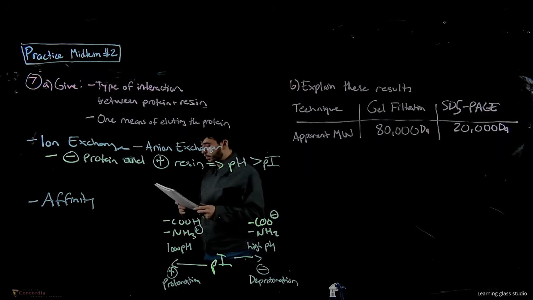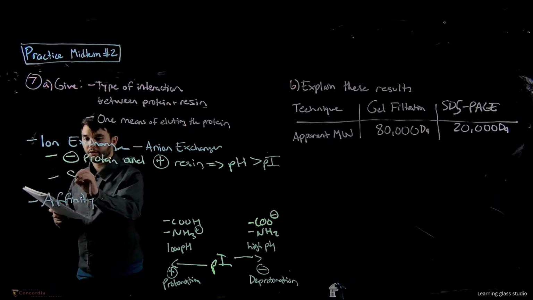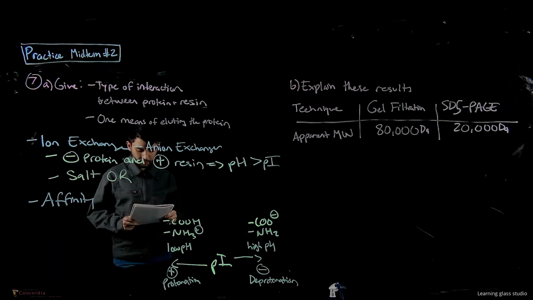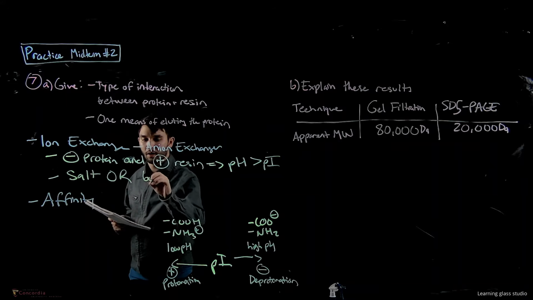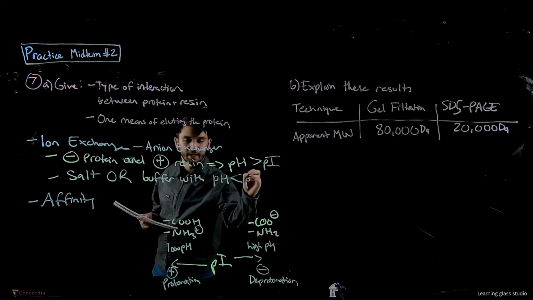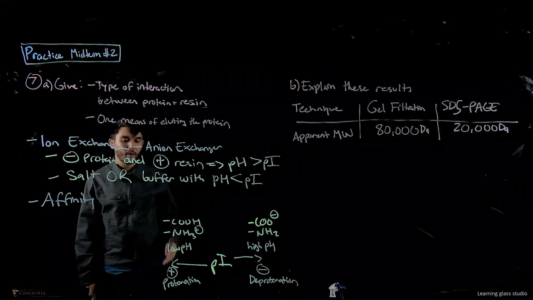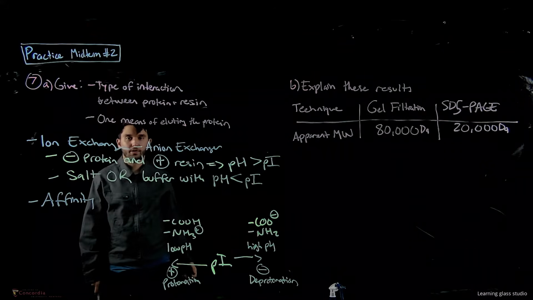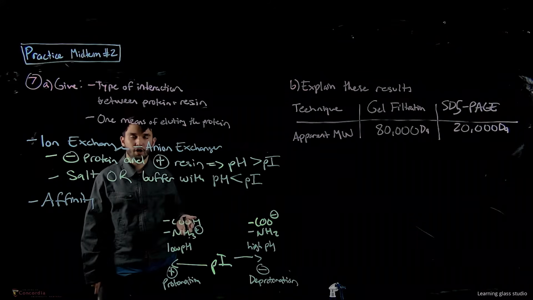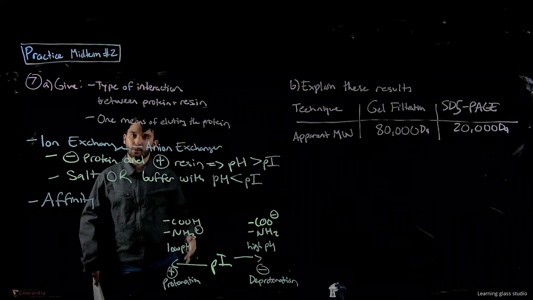All right. So then if we want to get rid of the protein from the column, we can use salt, or, I know it says give one, but we're going to give two. We can use salt, or we can use a buffer with pH less than pI. So why would we want a buffer with a pH below the pI? Well, this will actually protonate the protein, so it'll give it a positive charge. If the protein has a positive charge and the column has a positive charge, that means that the protein cannot bind to the column. Thus, since it's not binding anymore, it will elute out of the column.